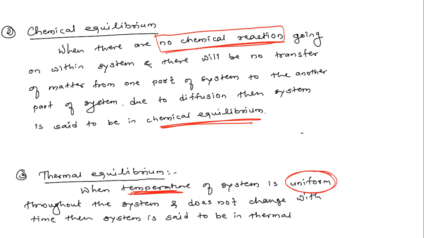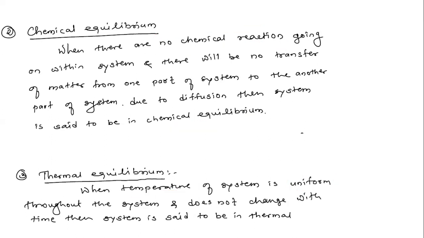So there are 3 types of equilibrium. Mechanical equilibrium, when there is no unbalanced force. Chemical equilibrium, when there is no ongoing chemical reaction. And thermal equilibrium, when temperature is constant.